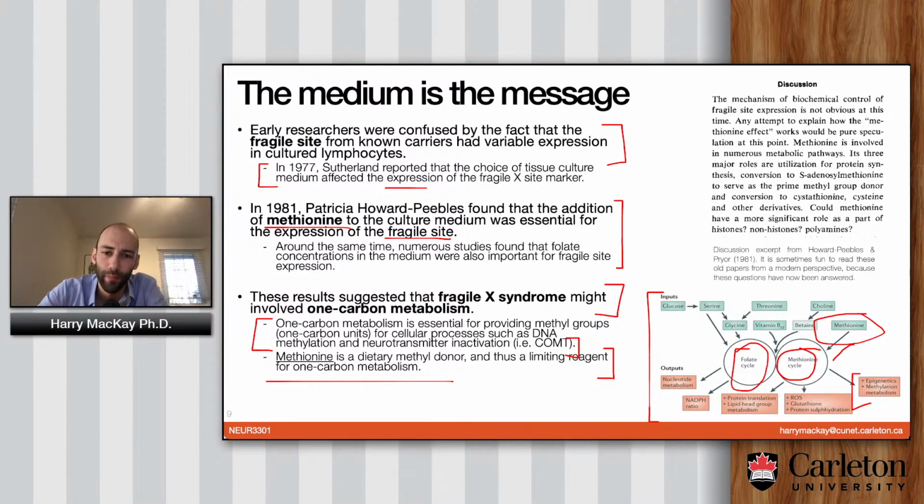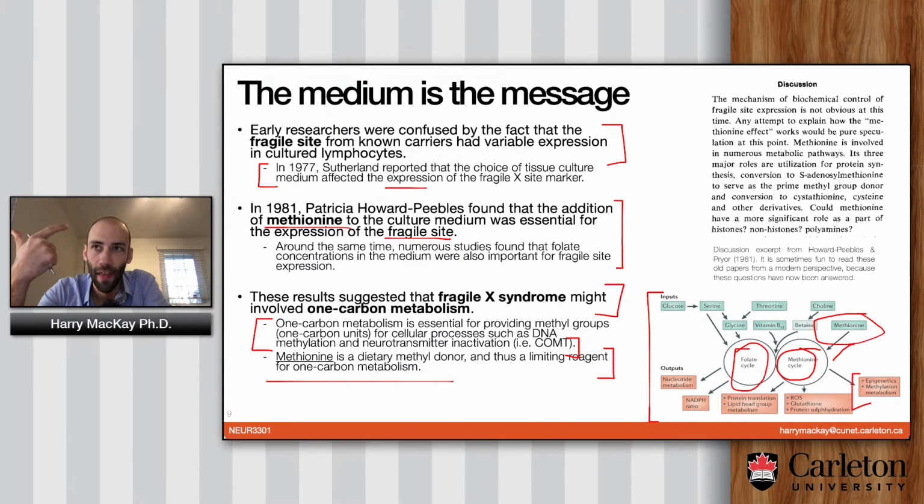So from our vantage point here in 2021, this hint that the expression of the Fragile X marker had to do with the availability of methyl donors really makes us think that DNA methylation might be involved, because we're looking at a problem of DNA. We know that methylation can change the three-dimensional structure of DNA by influencing chromatin conformation.